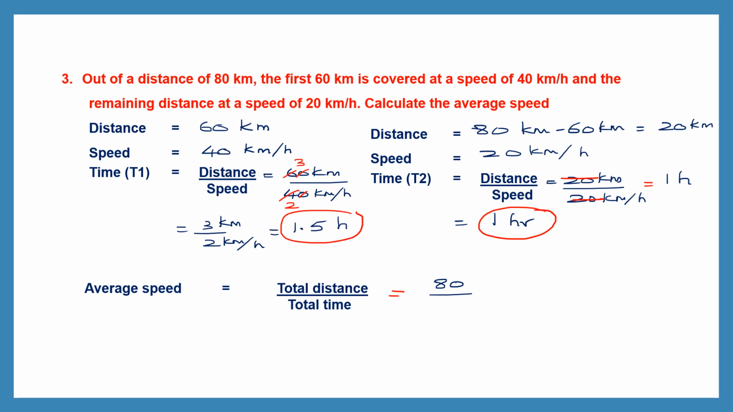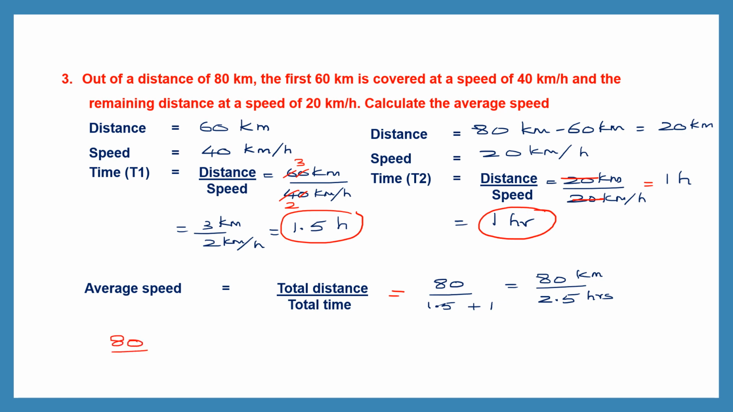And what is the total time? We found here it's 1.5 hours and here it's 1 hour. So we need to add that. So 1.5 plus 1. So this is 80 by 1.5 plus 1 is 2.5. So we need to divide this. So remember this is kilometers and this is hours. So let's divide 80 by 2.5. So let me take it here and do the division for you.